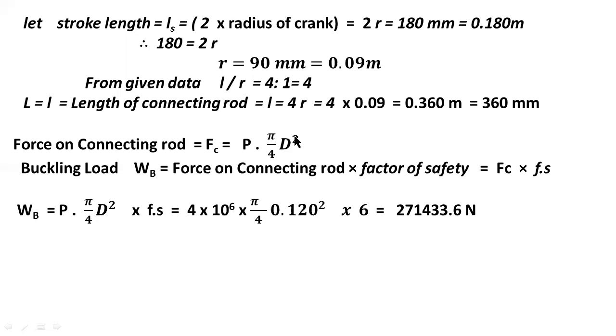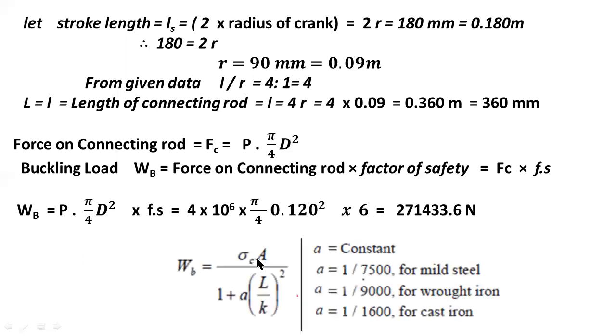And after getting the value of WC, you have to substitute this value in the buckling load formula. Buckling load equals FC into Fs. Fs means factor of safety. Here the factor of safety is already given, that is 6. Okay, 6 is given in our problem. Substitute the values here. WB equals FC into Fs equals 271433.6 newtons. This is the value of buckling load. Okay, after getting this value, you have to substitute the value of buckling load in Rankine's formula.